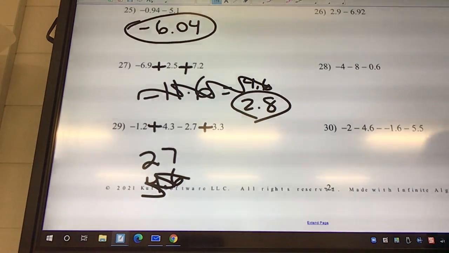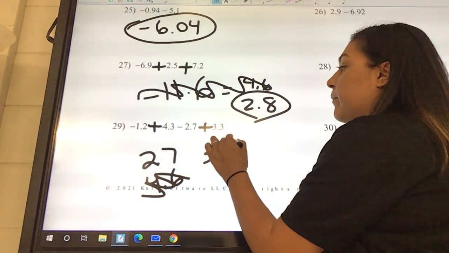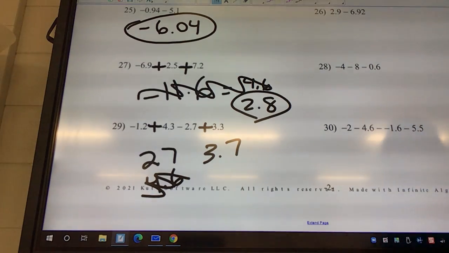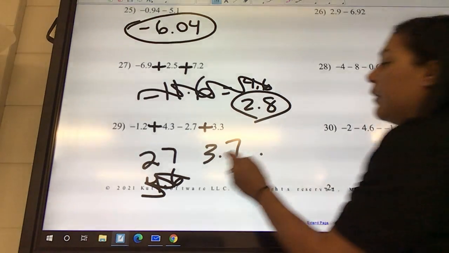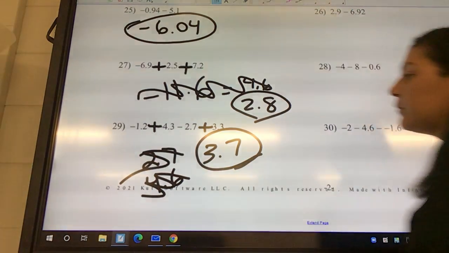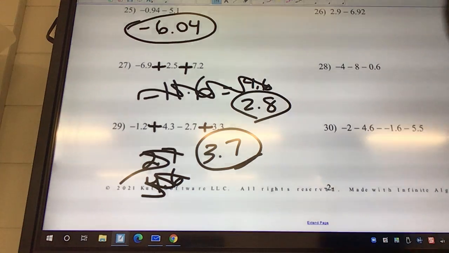I have 3.7. 3.7. Who else? 3.7. You get 3.7. Okay. Good.